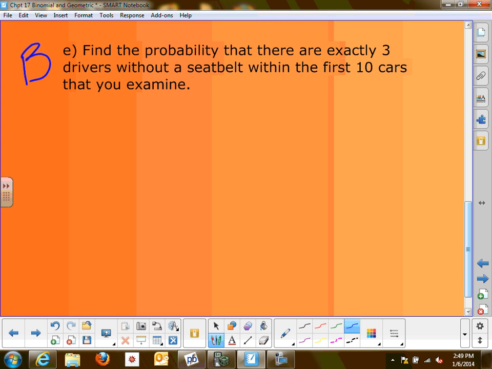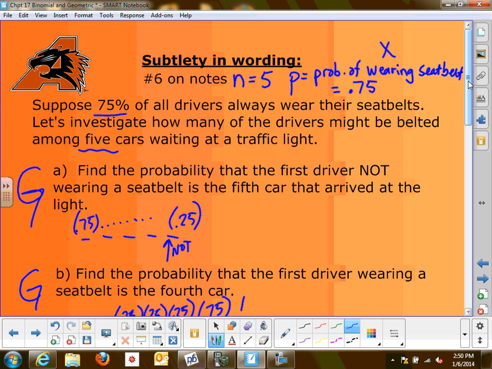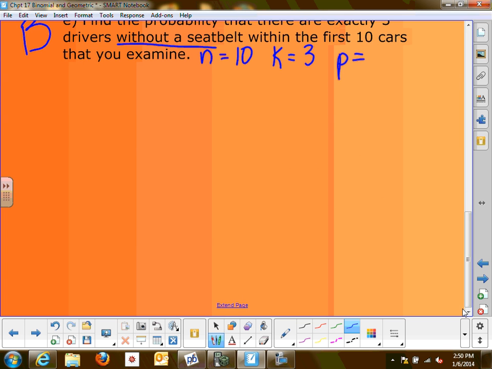Now, N in this case is how much? 10. K, how many successes do you want? How many? Okay, if you want 3 successes, then this P has to be the probability of not having a seatbelt. Not this. It's not this. That's wearing a seatbelt. So that means on this problem, you're setting P equal to what? 0.25, because P is the ones without a seatbelt in this problem.